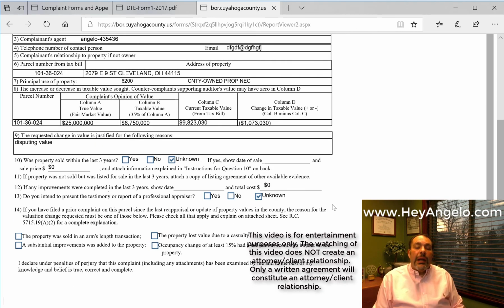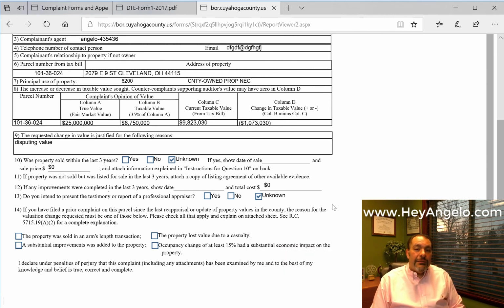If you have the property in an LLC or in a trust, you will probably have to have an attorney represent you. But if you are the homeowner and it is simply in your name, you can go on your own. This is a very easy thing to do. The people are extremely friendly in any of the counties that I've gone to.